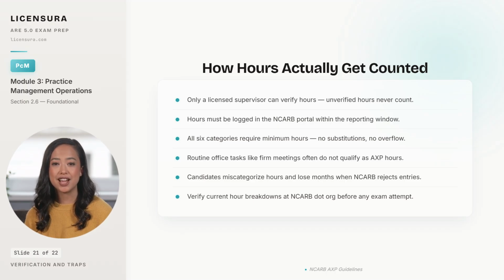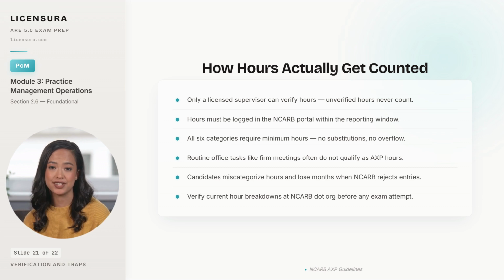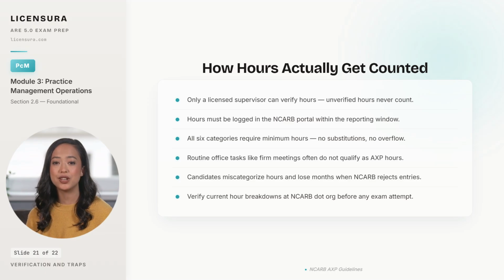Fifth, miscategorization is the most common reason candidates lose months on the path. Entries get rejected and relogged, and the calendar runs out before the gap closes. And sixth, verify the current hour breakdown at ncarb.org before any exam attempt, because the program updates and outdated assumptions cost real time. Close on what to walk away knowing as the foundation underneath the licensure path.